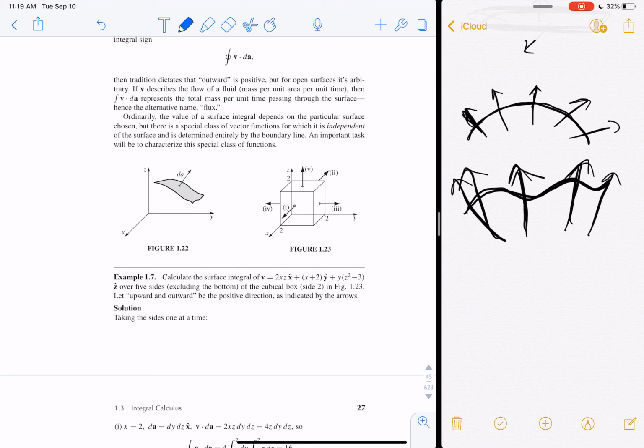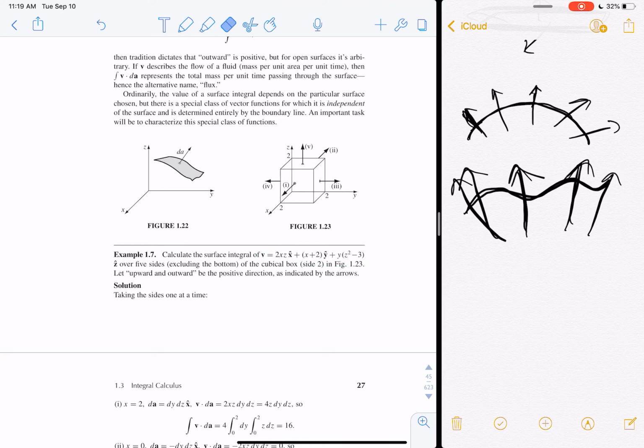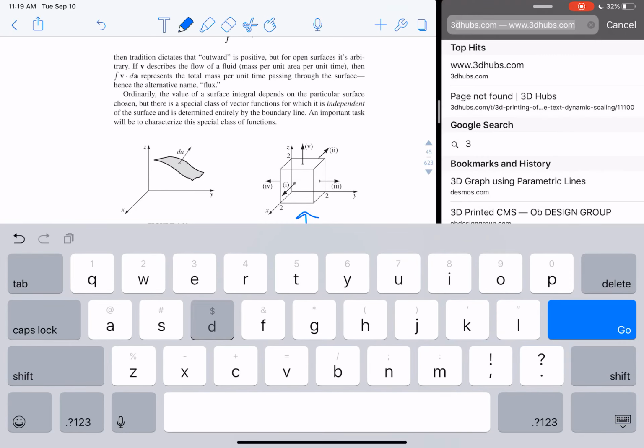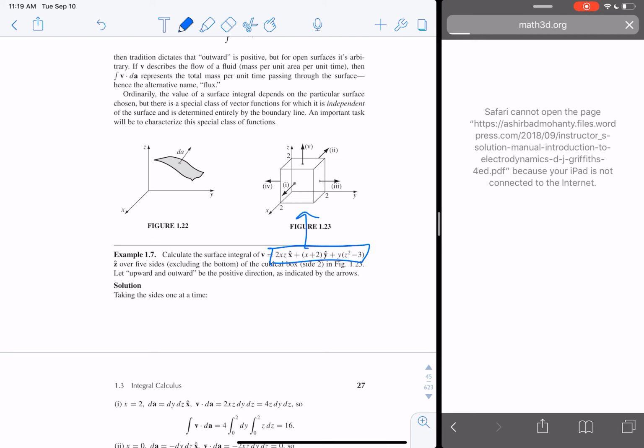Calculate the surface integral of this function through this cube in figure 123. So this function, whatever it looks like, let's see if I can bring up Desmos, no, not Desmos, Math 3D, boom. Okay, and let's see if it works on this iPad.